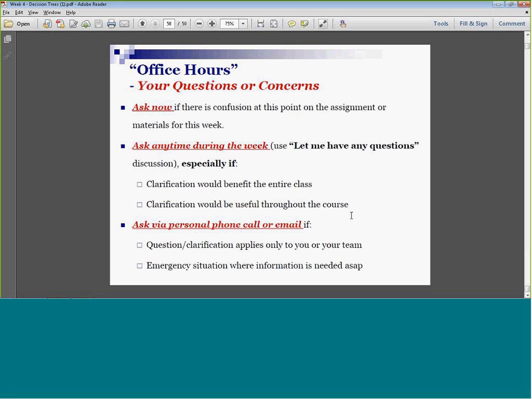I see now a question in the chat room. Is random forest a part of this decision tree exercise? The answer is no. Random forest is an ensemble model. We'll cover a little bit of that in week 10, although at the current time, SAS Enterprise Miner does not do random forest.